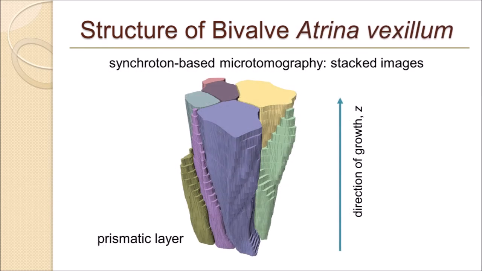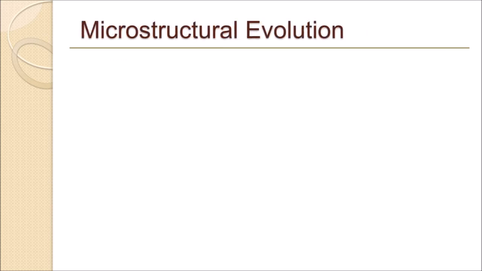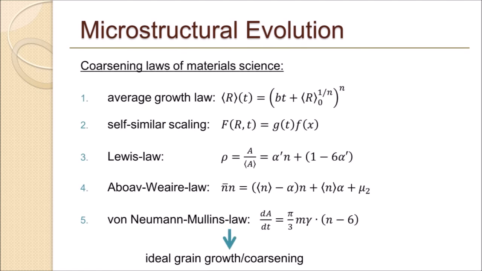To answer this question, we went to the beamline ID19 of the European Synchrotron Radiation Facility and used microtomography and a stacking procedure to obtain 3D data. What we can see here is that during the early growth, there are more crystals and smaller crystals than later on. But this sounds exactly like classical coarsening as in grain growth in metals or alloys. Hence, the microstructural evolution can be analyzed now by using various coarsening laws.